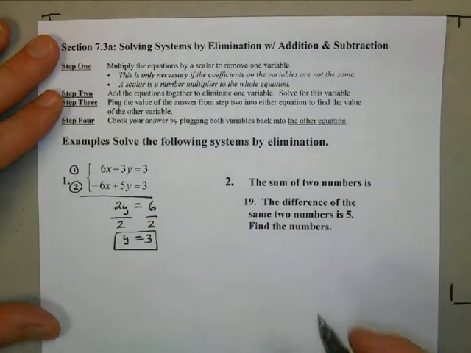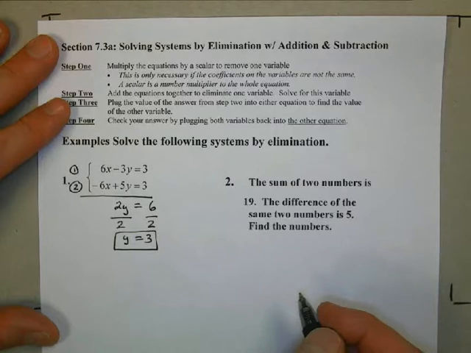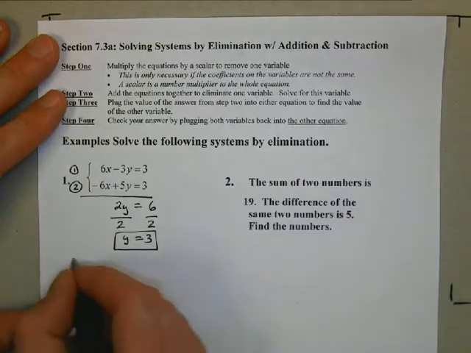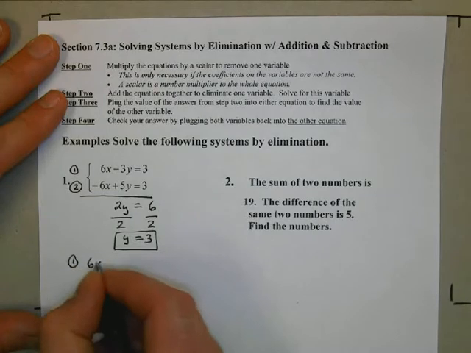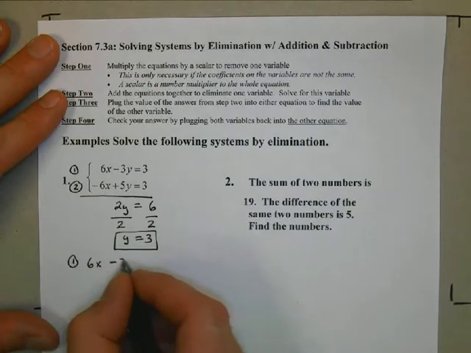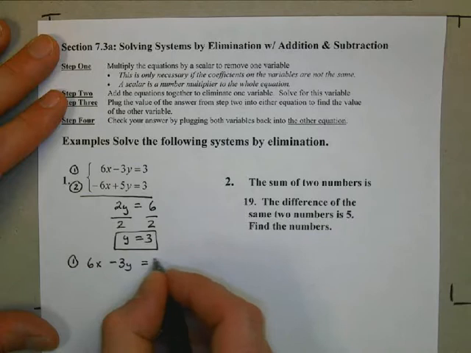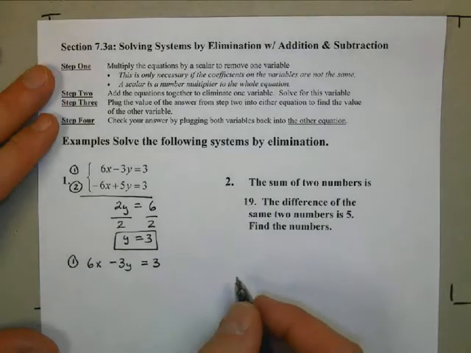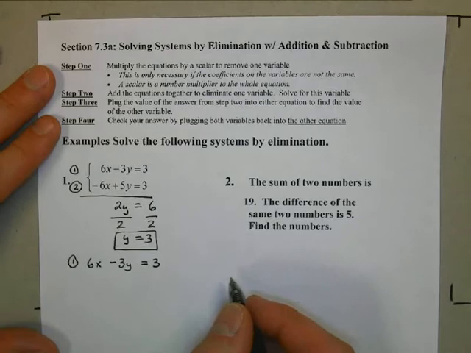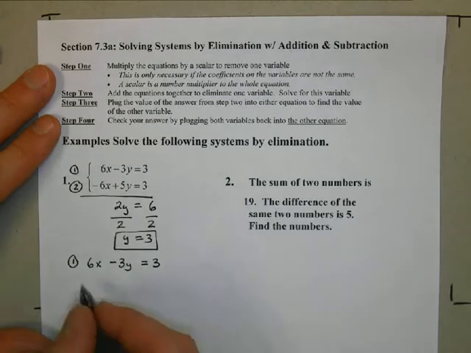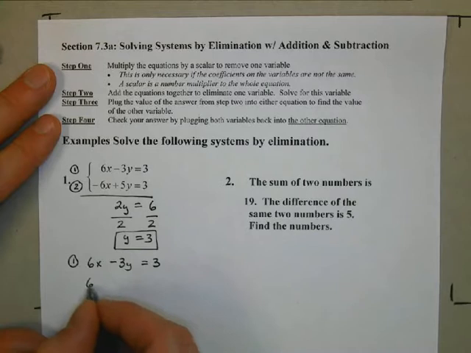Now, just like we did in substitution, we have to find the value of x. We have to choose either the first equation or the second equation to plug into to find the value of x. I'm going to choose the first equation because the 6x is positive. So I'm going to write down my first equation, 6x minus 3y equals 3.